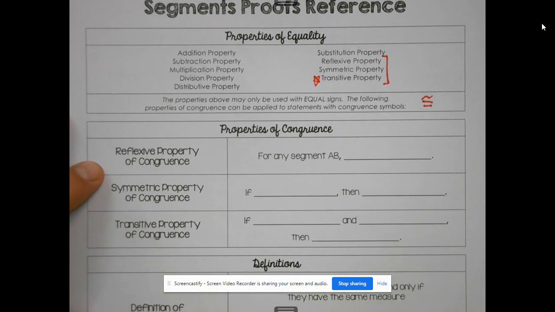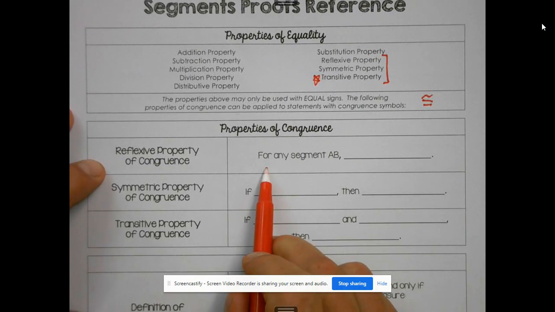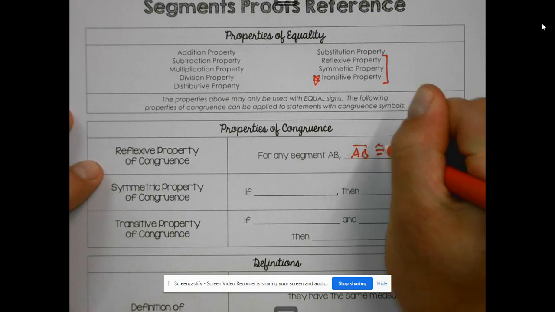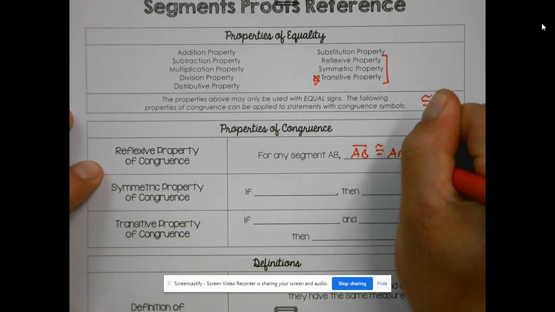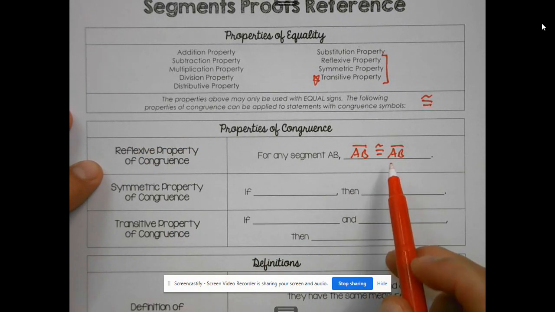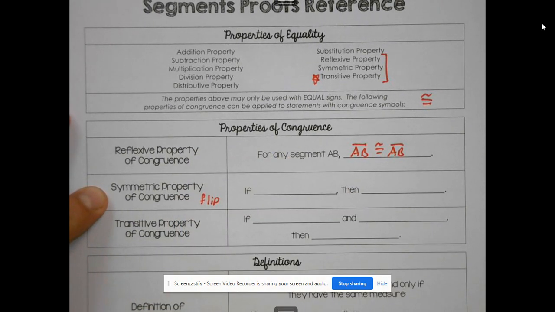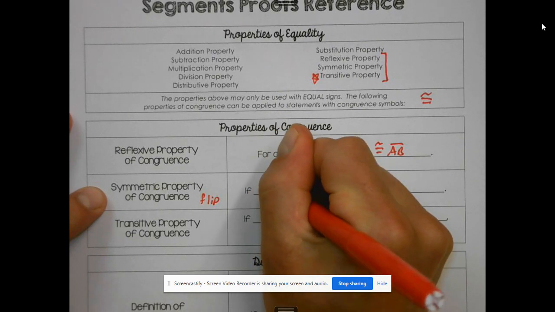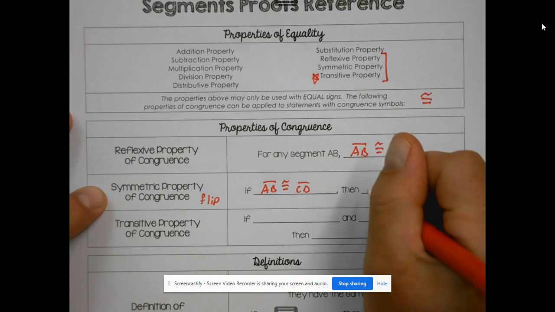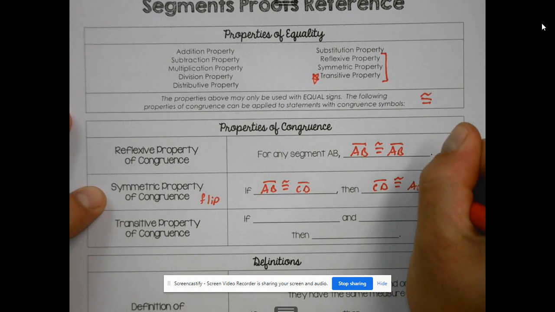All right, properties of congruence. The reflexive property, this one will look the same. We just have to use congruent signs with them. For any segment AB, we can say that AB is congruent to segment AB. Remember, reflexive, same on both sides. Symmetric property, remember, this is the one where we flip. Example, if AB is congruent to segment CD, then I can say, just flip it, segment CD is congruent to segment AB.